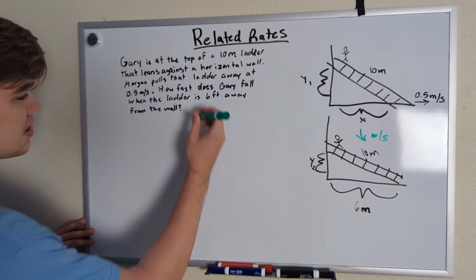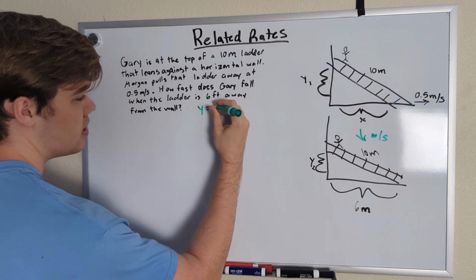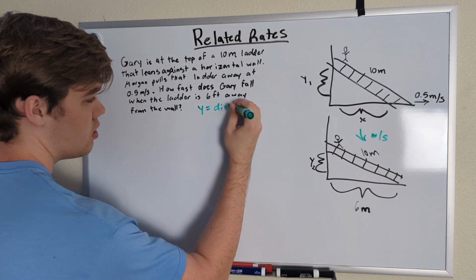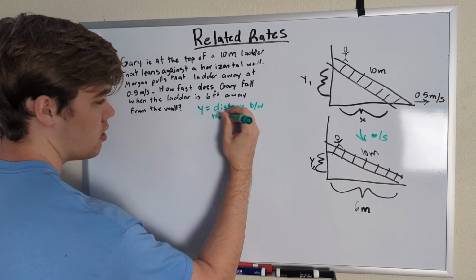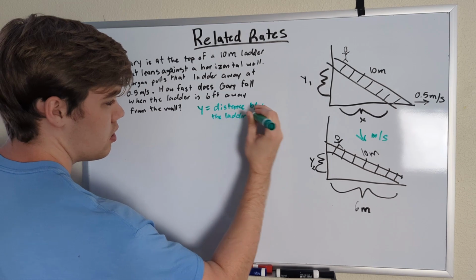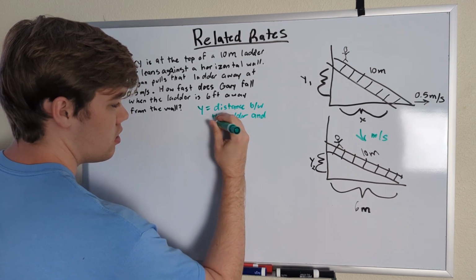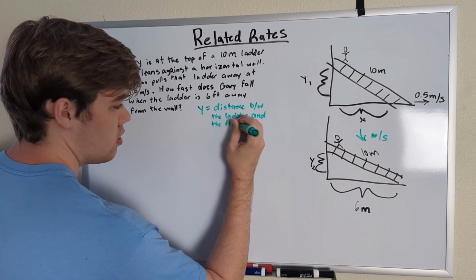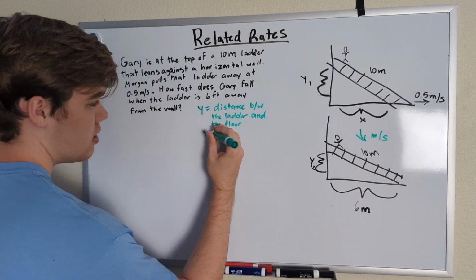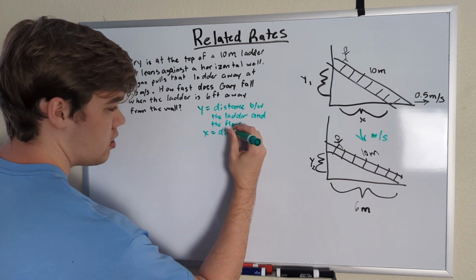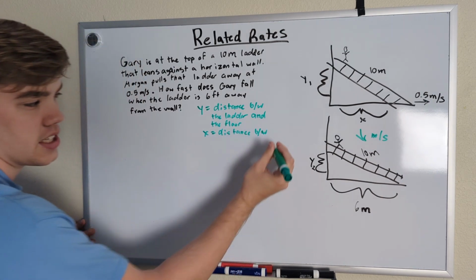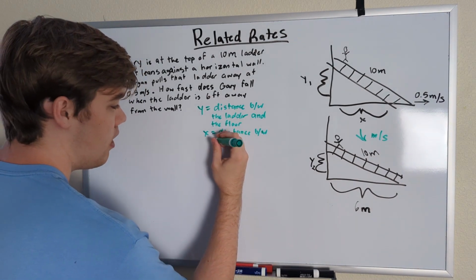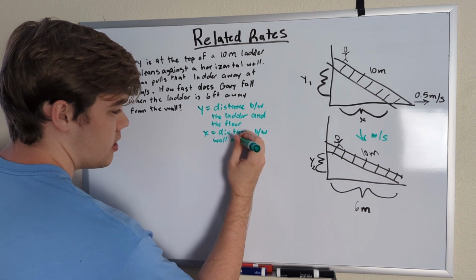So before we go too far, let's denote some things. y is equal to the distance between the ladder and the floor. And x is the distance between, by the way, B/W stands for between, the distance between the wall and the base of the ladder.